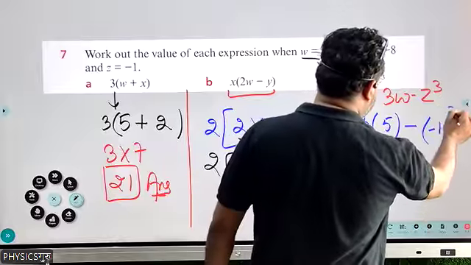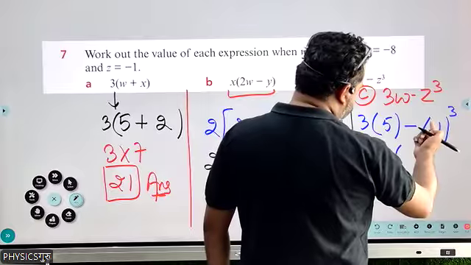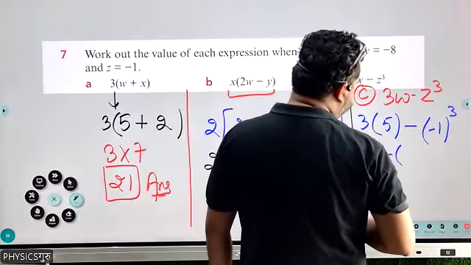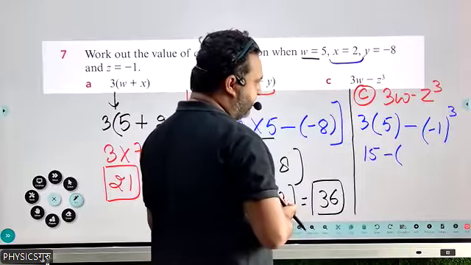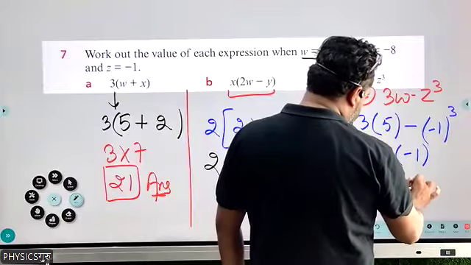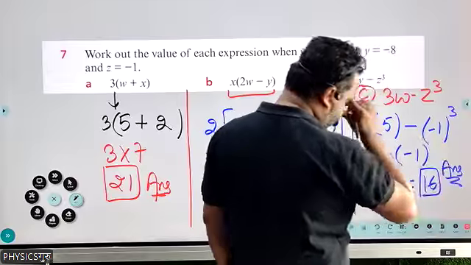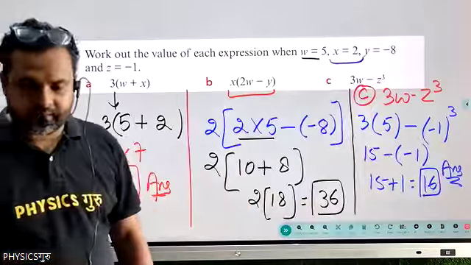Minus 1 cubed. So 5 times 3 is 15 minus, minus 1 cubed. What is that? Minus 1 raised to an odd power is negative, so minus 1. So 15 plus 1, that is how much? 16. 16 is the required answer.